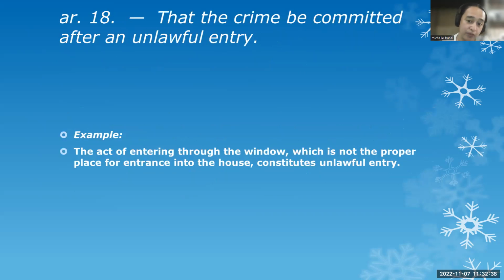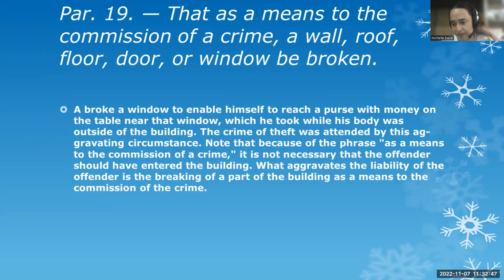So didi waray ginguba naggamit lahiya hinway nga diri man normally dapat ginaagian such as the window. This in here naman purposely may ginguba, no, wall, roof, floor, door, or window. But this one, it's not necessary that he or she entered the building. What is necessary is na may ginguba to facilitate the commission of the crime.